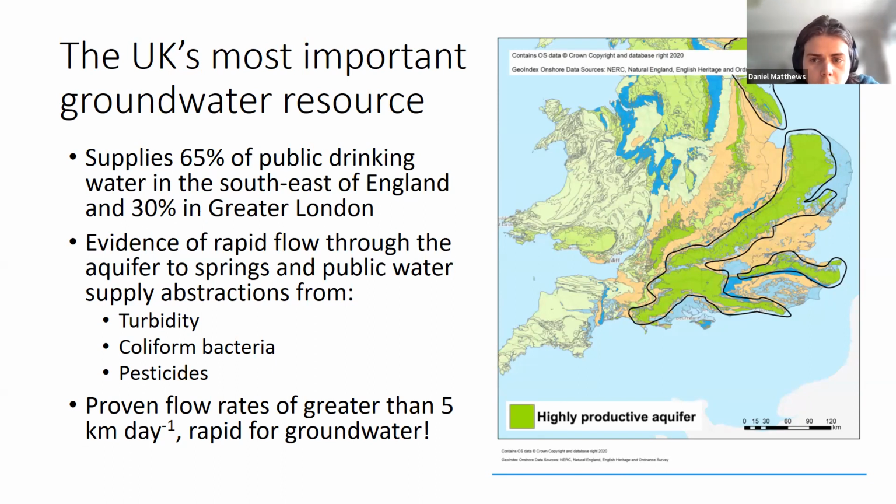And we also know that a component of flow through the aquifer is rapid, and we have evidence of this from rapid turbidity and contaminant responses to rainfall. And we also have more direct evidence from multiple field tests using artificial tracers that have repeatedly demonstrated flow rates from the surface to springs at greater than 5 kilometers a day. And this is really quick for groundwater. So groundwater flowing greater than about half a meter a day is considered fast, and it can be much, much slower than that. So 5 kilometers a day is really at the top end of the scale.